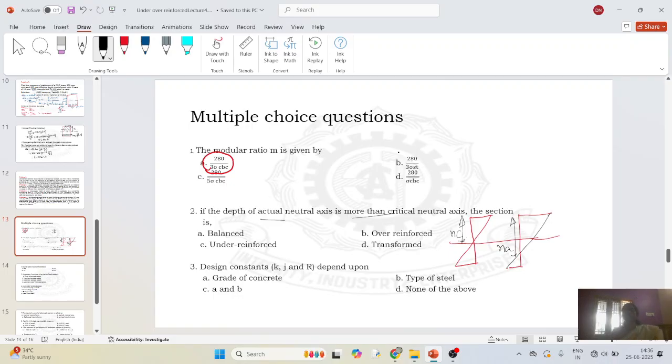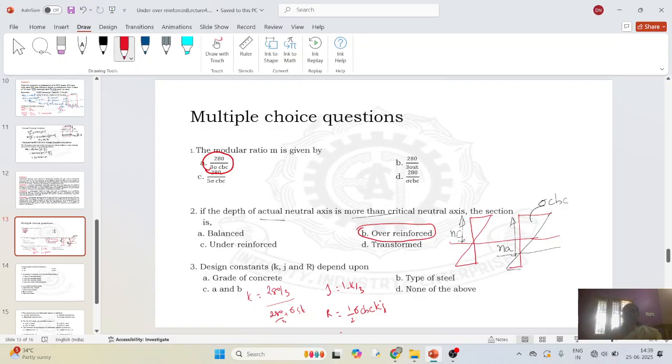So in over reinforced sections, the concrete will fail. Concrete stress reaches its permissible value, so sigma CBC, but the steel is not fully stressed. So the depth of neutral axis moves in the downward direction. So actual neutral axis is more than the critical neutral axis, means over reinforced section. This is the correct answer. Over reinforced sections.